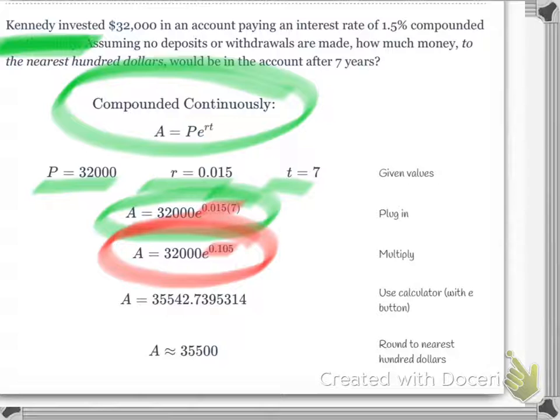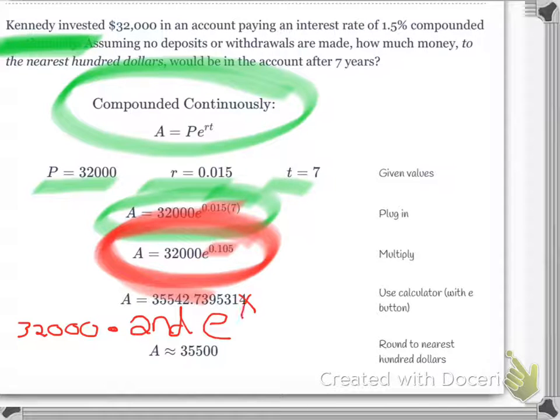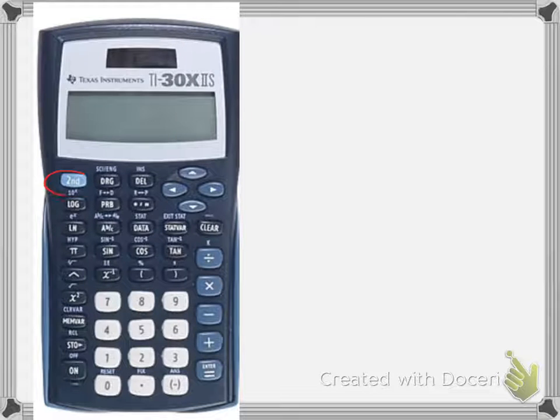Now we have to learn how to type this in the calculator. So what you do is you type the 32,000 times, and you have to hit the second button, and then you're looking for the natural log button, which you learned about natural logs in Algebra 2. But basically, you are looking for the button that looks like e to the x power. So I'm going to show you what that looks like. So here's your calculator. You're hitting the second button, and then you're hitting e to the x, which is this ln button, the natural log.